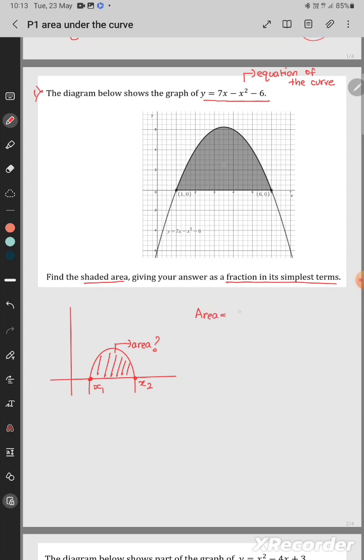Area is basically found out by calculating the integration of the equation of the curve. So integral, the upper limit, which is x2, because this value is greater than x1. So x2 will be the upper limit and x1 will be the lower limit, written in the bottom part. Then the equation of the curve, dx. This is all that we have to keep in mind when we are doing these sums.